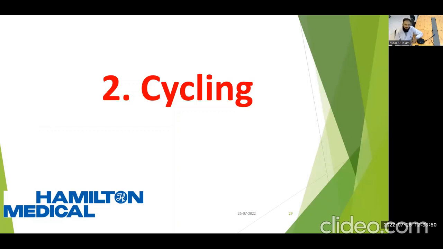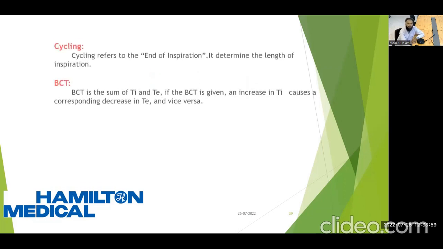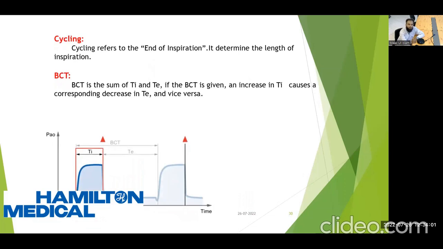So here we come to the topic of cycling, the essential variable of a mechanical breath. Cycling refers to the end of inspiration, the time point where the inspiration ends. This point is called cycling or cycle.